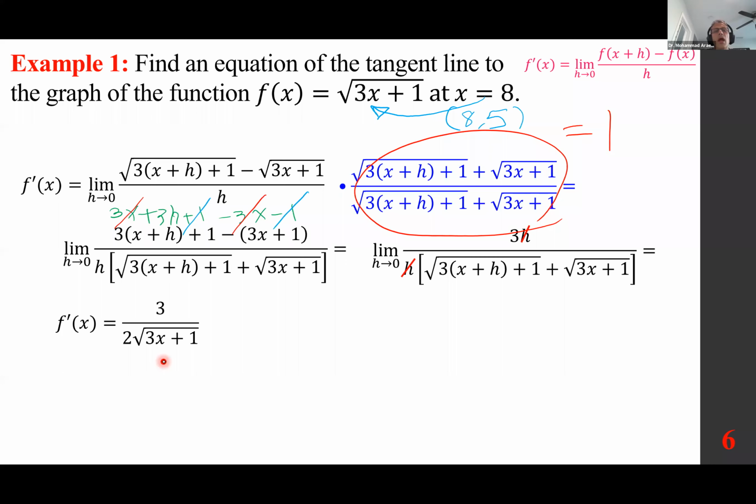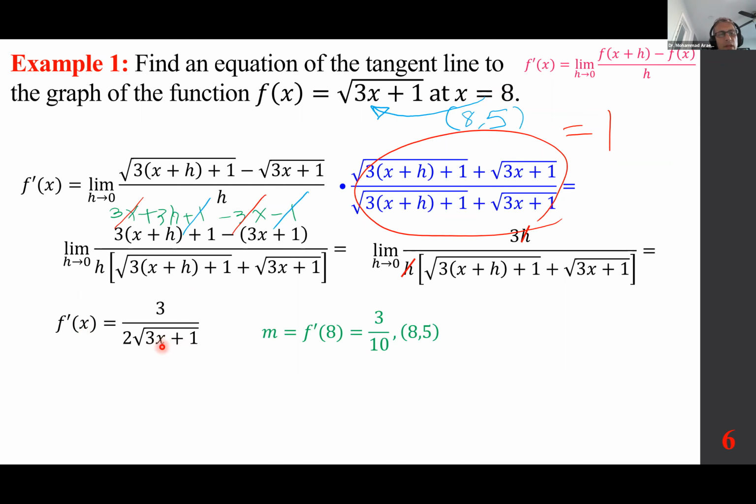Okay. Now we want the slope. This is not the slope yet. What is the slope? Plug in 8 and it becomes the slope of a tangent line at x equals 8. So if I plug in 8, f prime of 8, I get 3 over 10.